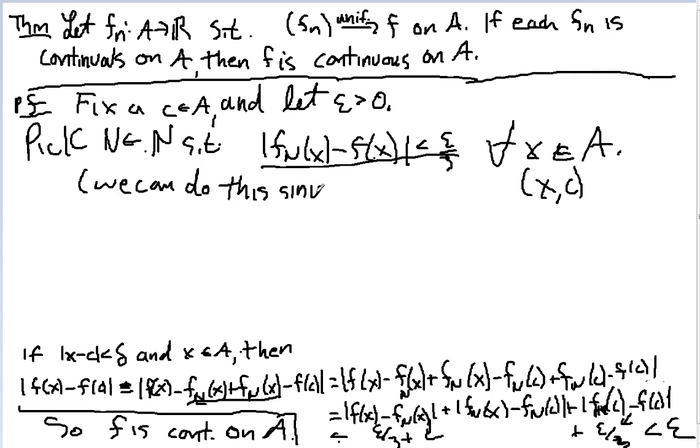Since f_n converges uniformly to f, I've been able to pick a capital N such that |f_N(x) - f(x)| is less than epsilon over 3 for all x in A, which includes c and any other x I pick. So it includes this x, and includes the c, which is less than epsilon over 3. That's the power of uniform convergence. This one N works for anything. It works for both the x here and the c here.